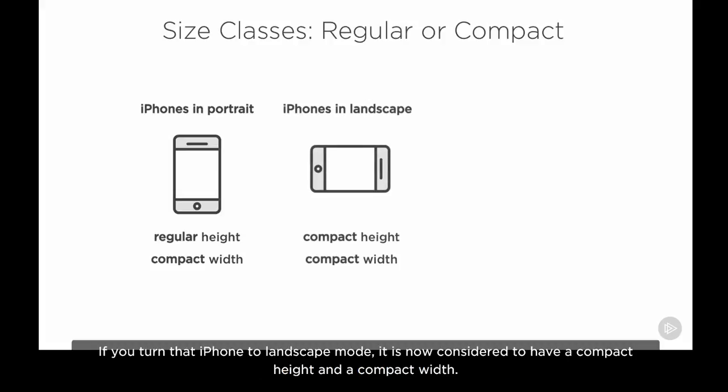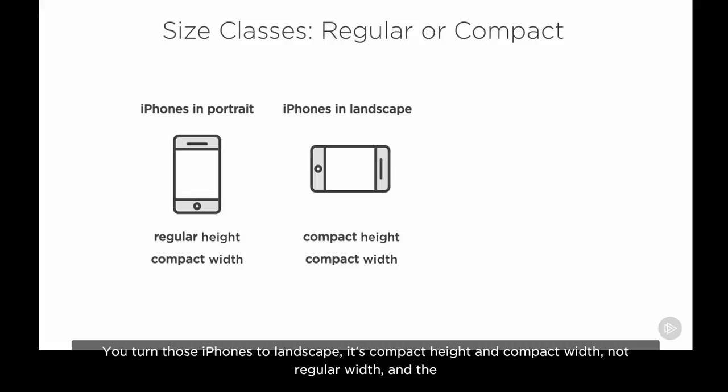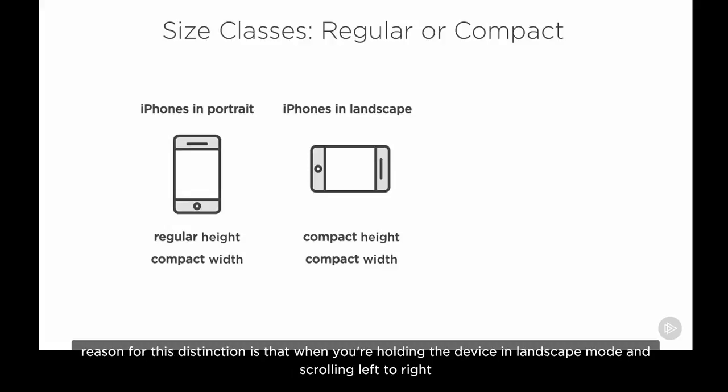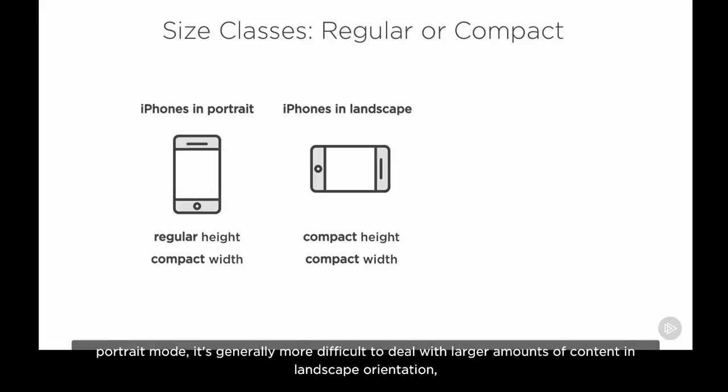But here's where things change. If you turn that iPhone to landscape mode, it is now considered to have a compact height and a compact width. So let me repeat that. All iPhones in portrait mode are regular height and compact width. You turn those iPhones to landscape, it's compact height and compact width, not regular width. Now, the reason for this distinction is that when you're holding the device in landscape mode, then scrolling left to right is clunky from a user perspective. It's not manageable. It's not like scrolling up and down when it's in portrait mode. It's generally more difficult to deal with larger amounts of content in landscape orientation, so it is considered compact width as well as a compact height.